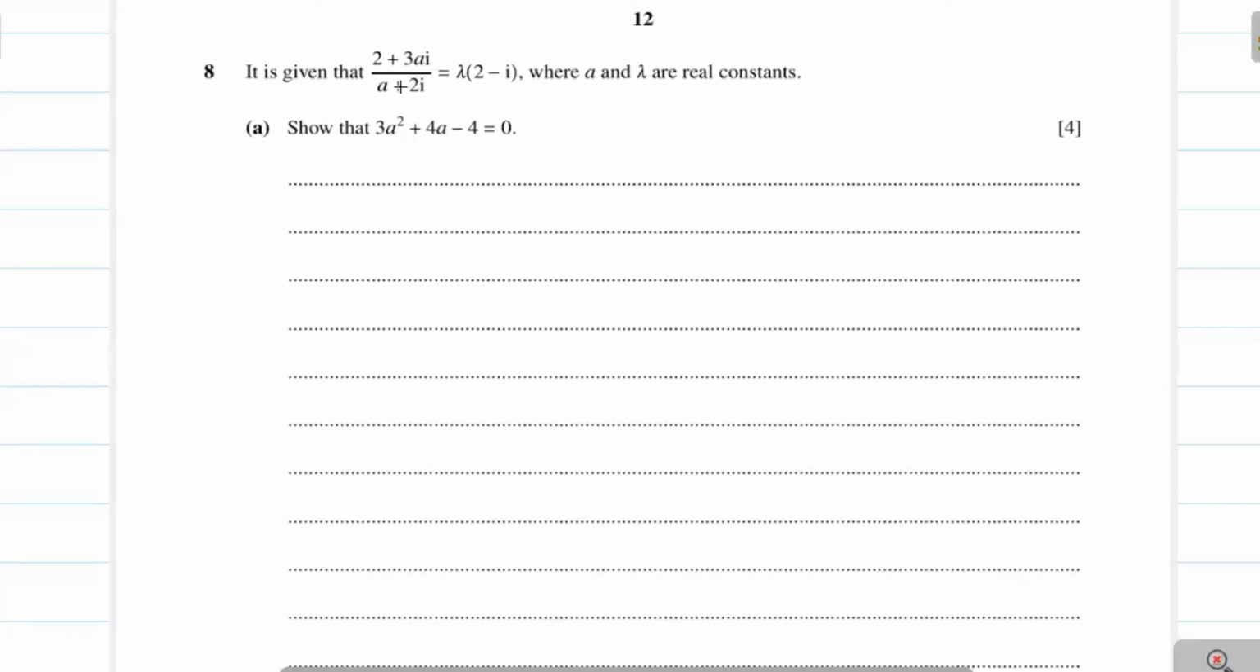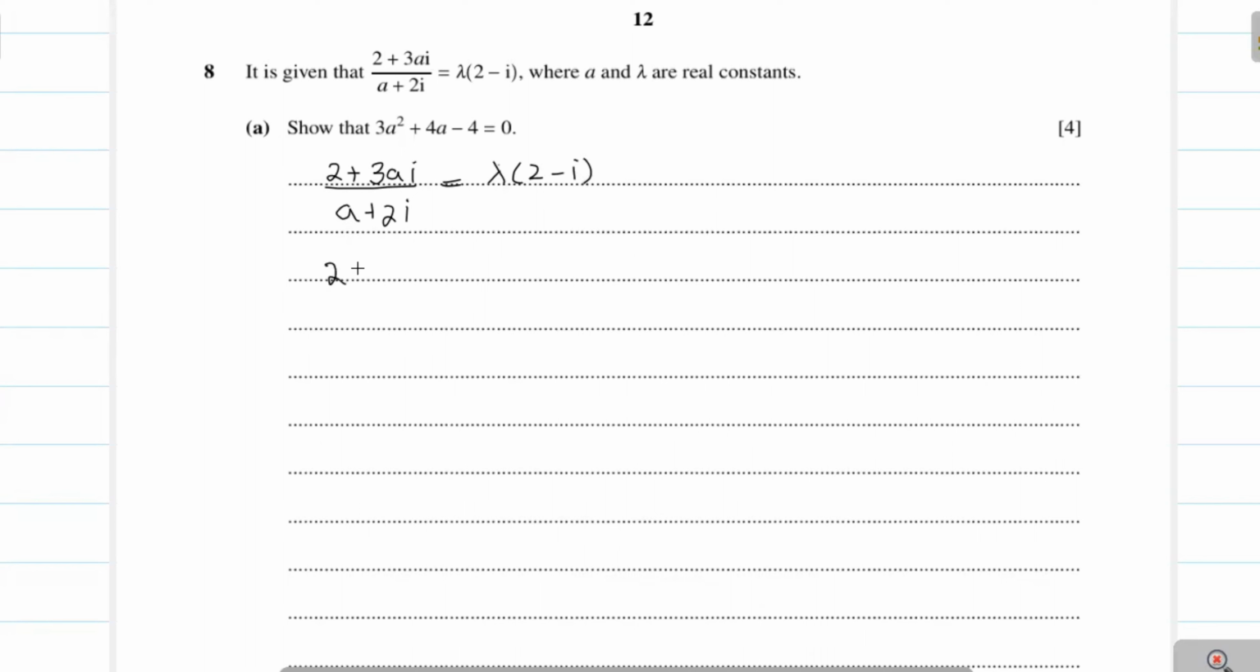Question number 8. It is given that 2 plus 3ai over a plus 2i equal to lambda into 2 minus i, where a and lambda are real constants. Show that 3a squared plus 4a minus 4 equal to 0. You see here the equation is 2 plus 3ai over a plus 2i, that's equal to lambda into 2 minus i.